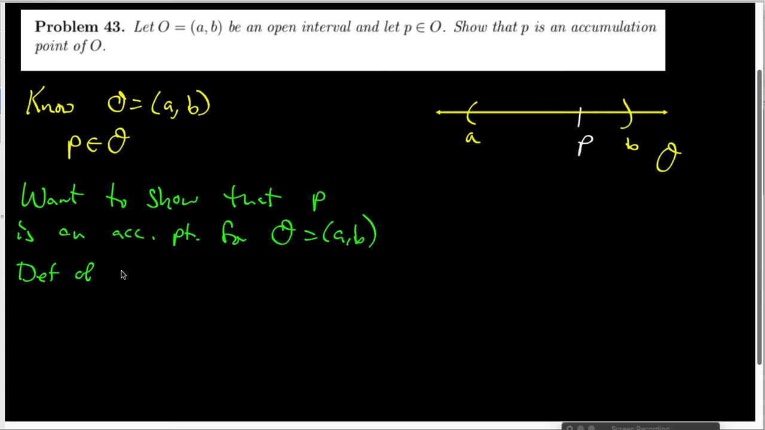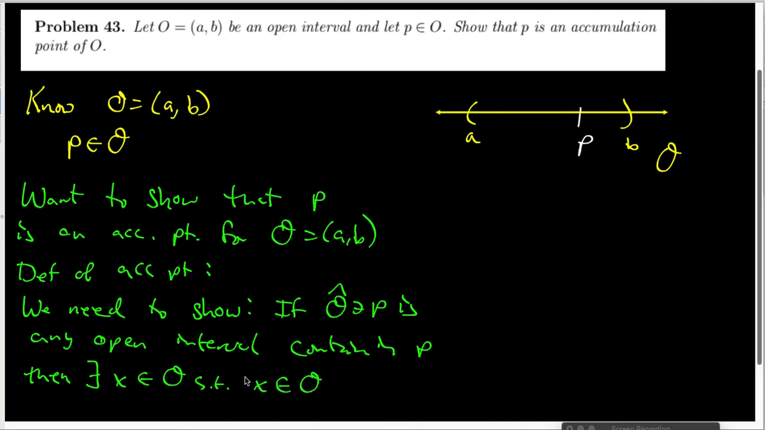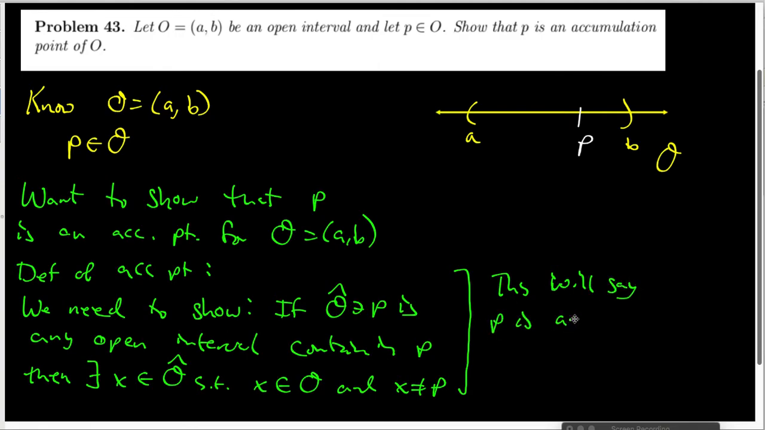And the definition of accumulation point says that what we need to do is show the following. If O hat is any open interval containing P, then there exists an X inside O hat such that X is also inside O, and X is not equal to P. That would mean P is an accumulation point for O. So this will say P is an accumulation point for the set O.